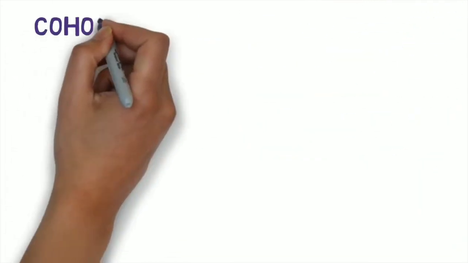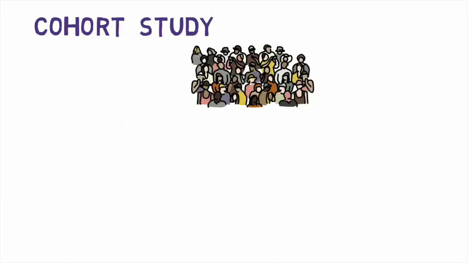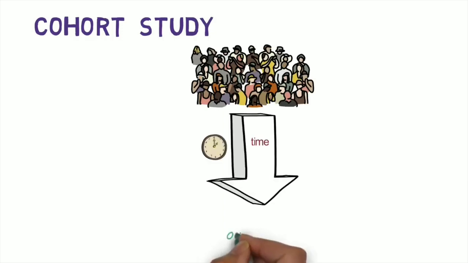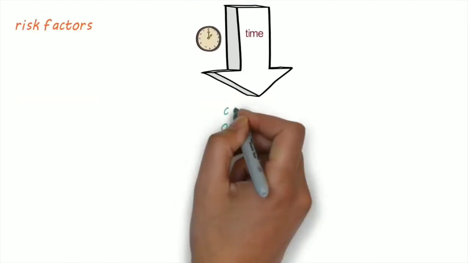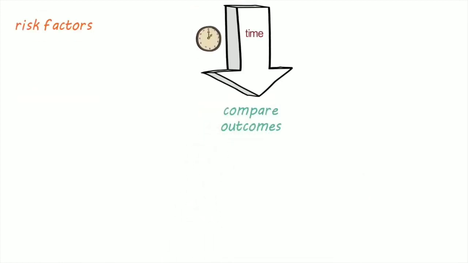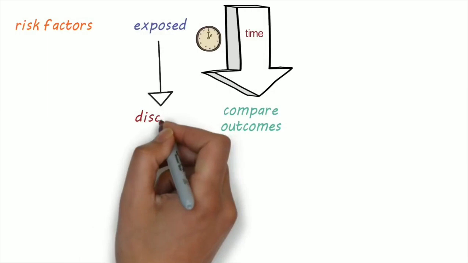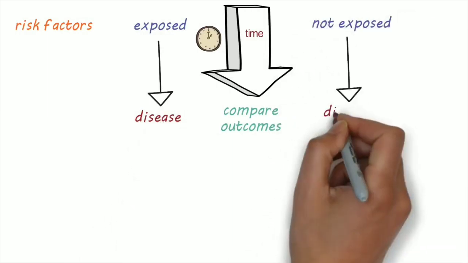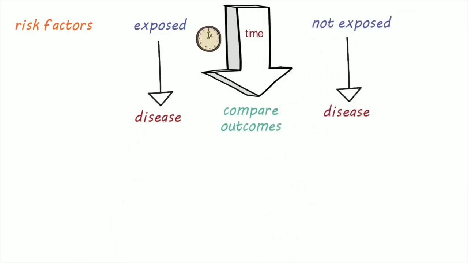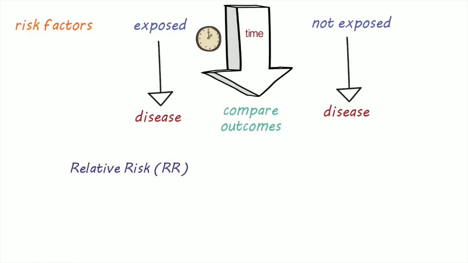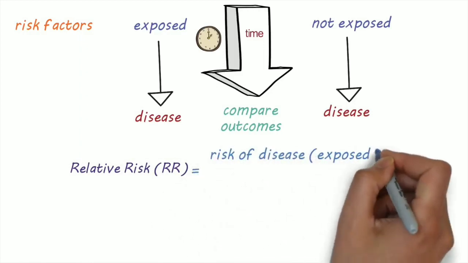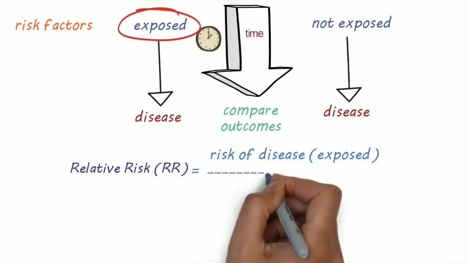Let's have a look at cohort studies now. In a cohort study, a group of people is followed over a period of time to see what happens to them, and information about risk factors is collected. We can then compare the occurrence of an outcome, like disease, in those who were exposed to a particular risk factor to those who were not exposed to that risk factor. The main measurement used in cohort studies is called the relative risk. A relative risk is the ratio between the risk of disease in the exposed group compared to the risk of disease in the unexposed group.